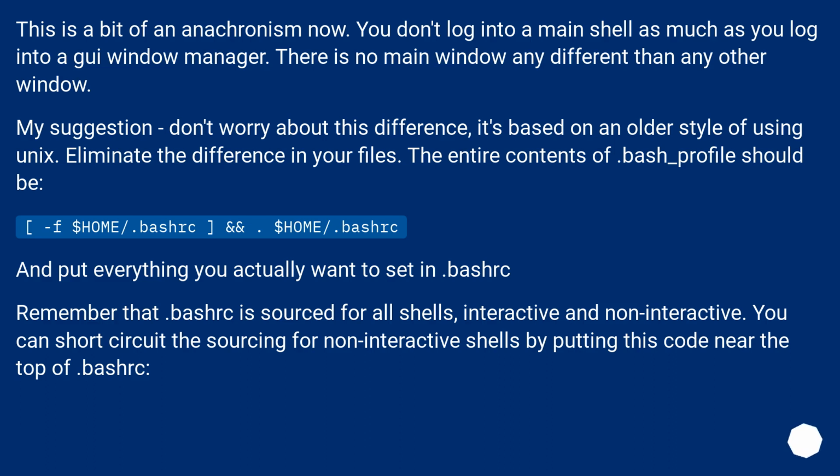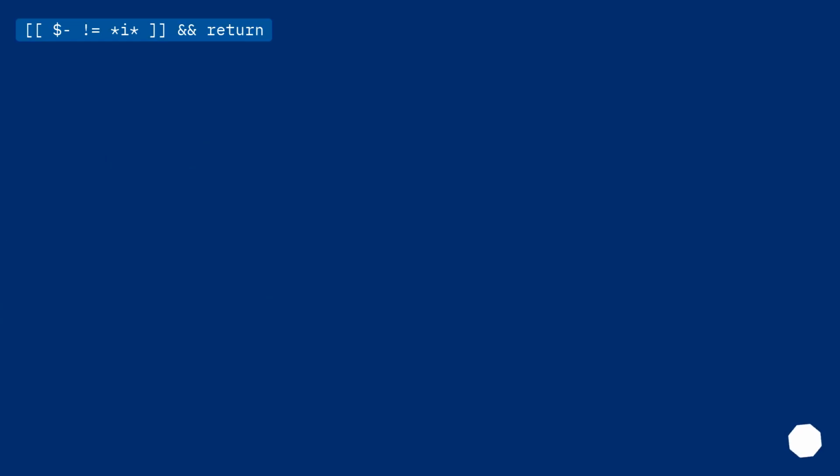Remember that .bashrc is sourced for all shells, interactive and non-interactive. You can short-circuit the sourcing for non-interactive shells by putting this code near the top of .bashrc.